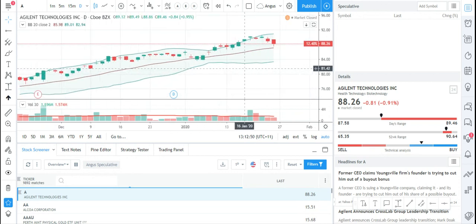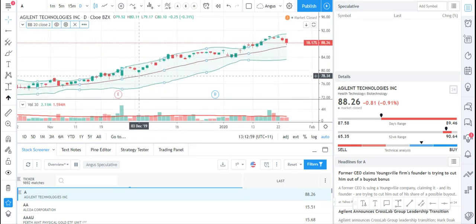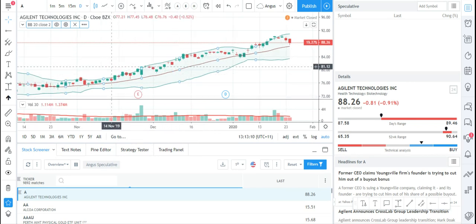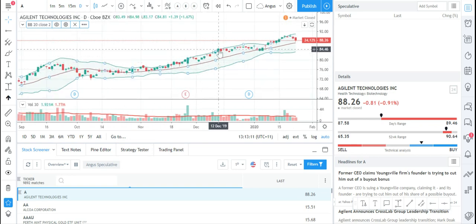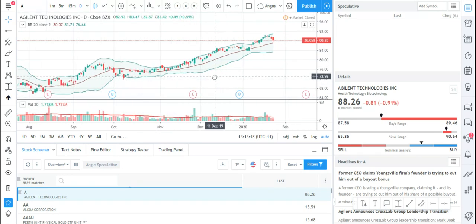The simplest way to think of a Bollinger Band is that the red line in the middle is literally a 20-day simple moving average. The lines above and below are two standard deviations away from that moving average. And in theory, 90% of a stock's movement will happen between these upper and lower bands. What I'm trying to do with this particular strategy, it's a short-term strategy.